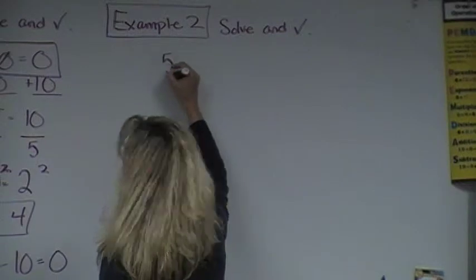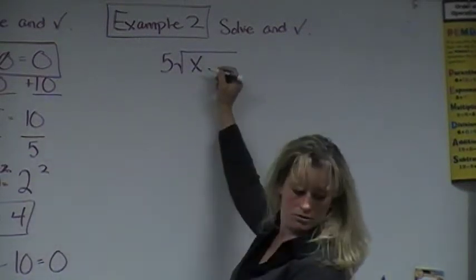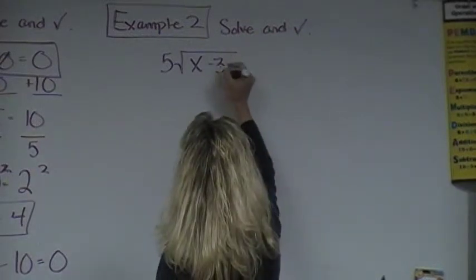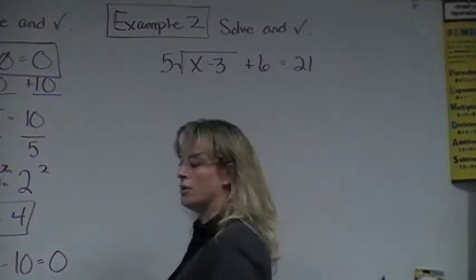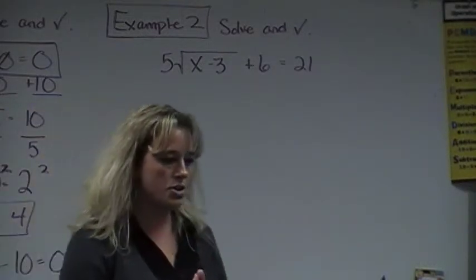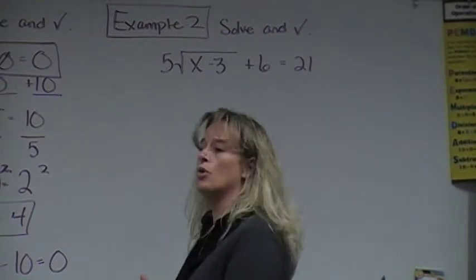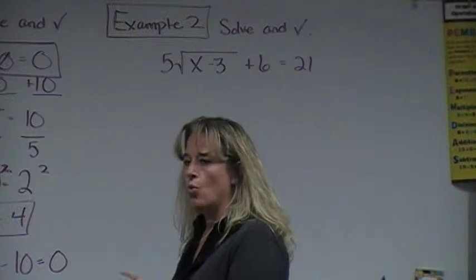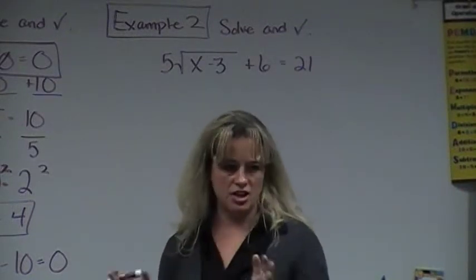Okay? 5 times the square root of x minus 3 under the radical, plus 6 outside, has to equal 21. Now, with this one, class, are we still going to use the same steps? Yeah. We're going to look to isolate the radical. What's under the radical? X minus 3. Don't touch anything under the radical.